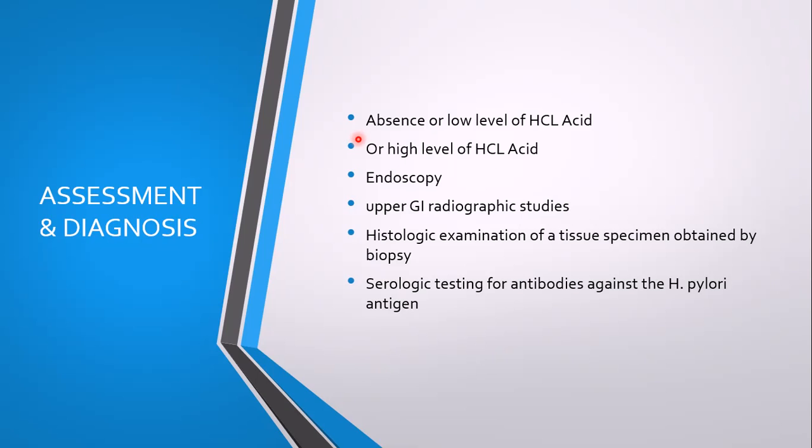So it says that absence or low level of HCl acid, or maybe there's a high level of HCl acid. So how do we get this? There is a test. In that test we get to see the level of HCl acid. When it is below or above the normal range, we may say it's gastritis.